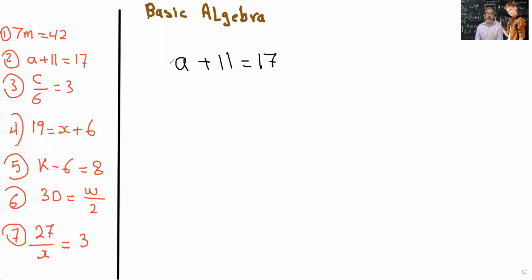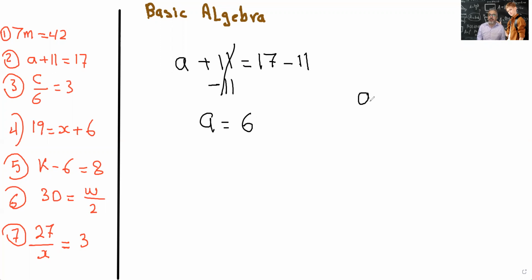So here, it's a plus 11 equals 17. The relationship here is a plus 11. You're adding, so you must do the opposite. The opposite is minusing, so you minus 11 from both sides. And this will cancel. Then you get a equals 17 minus 11, which is 6. So that's how we want you to see it.